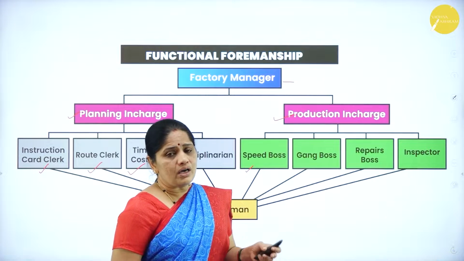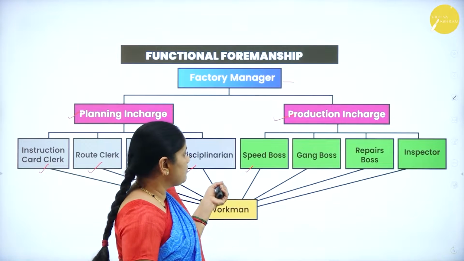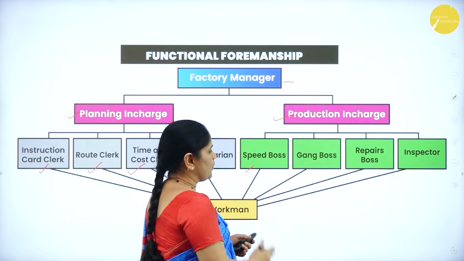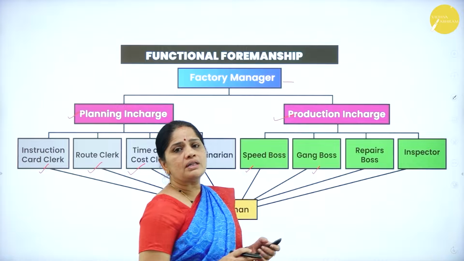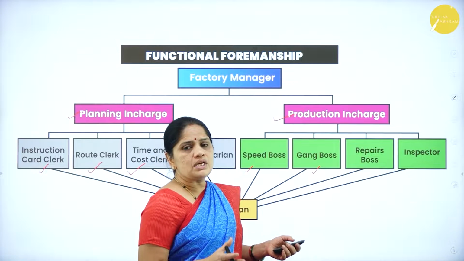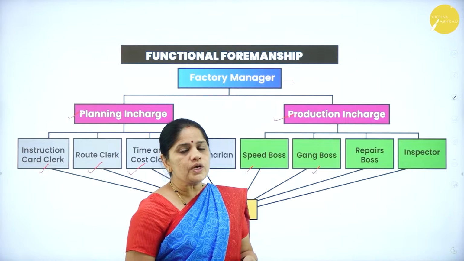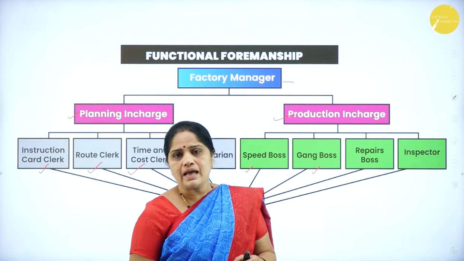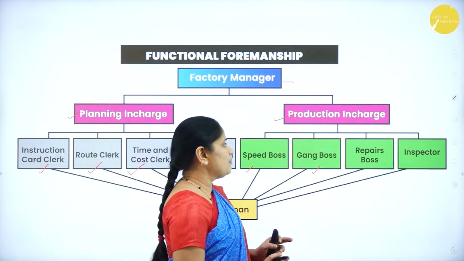So on all these things, he will be the main decision maker. The speed boss takes care of the speed of the work to be done in the shop floor. Then we have the gang boss, who will be responsible for all the machinery and the tools. Whatever tools are necessary for the workers in the shop floor, he will take care that all the tools are in their places and he will ensure that the workers are in their respective places.